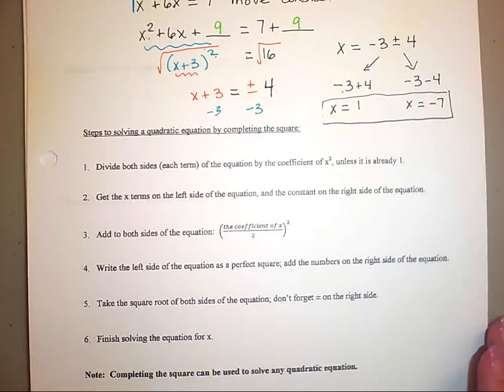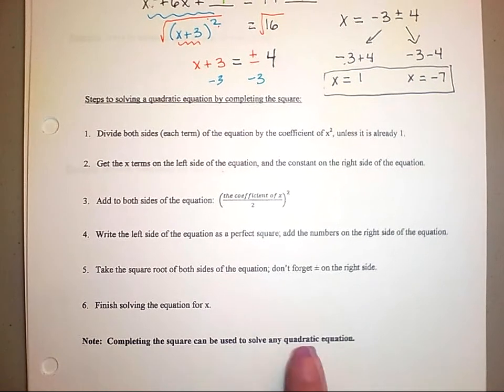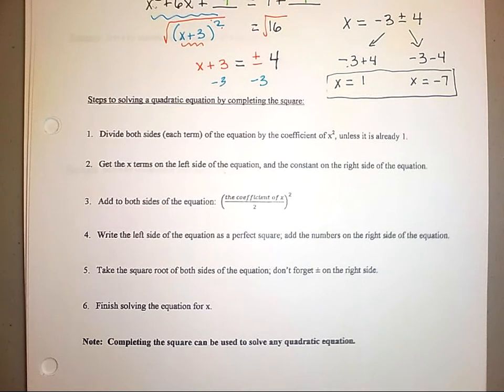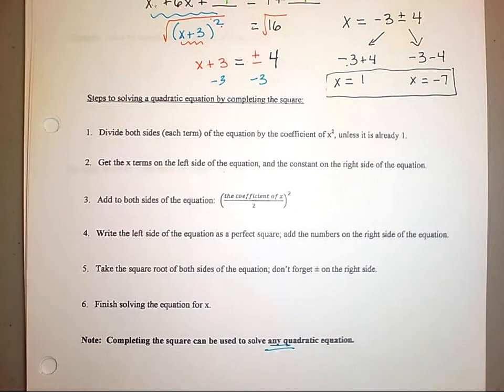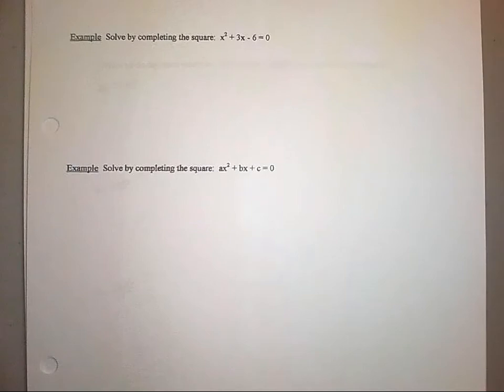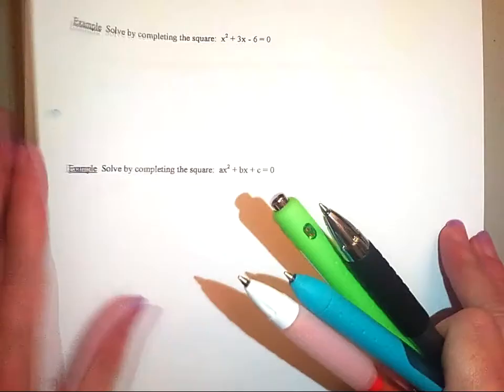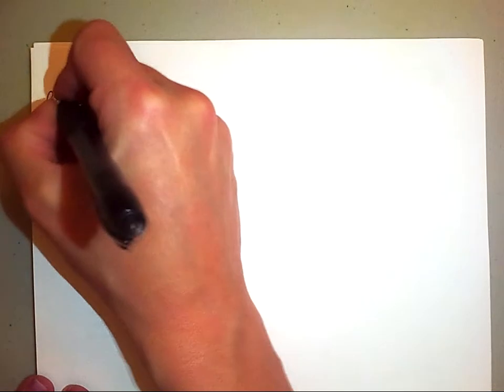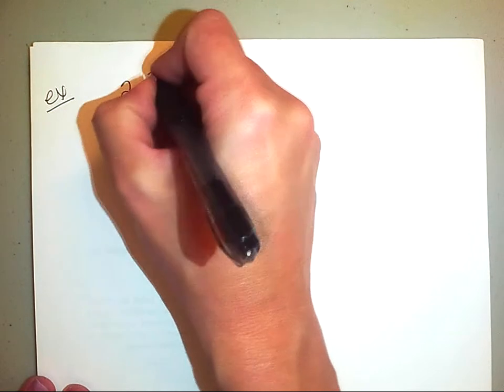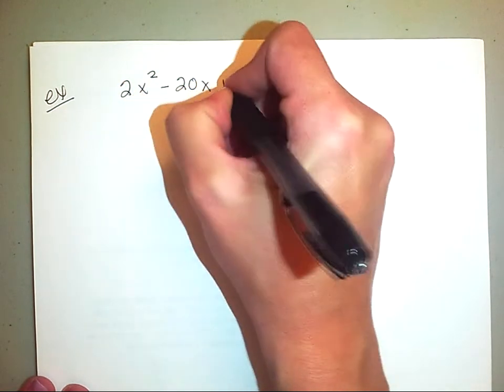Okay, now we're going to be able to complete the square to solve any quadratic equation. The first two methods are restricted in which we can do, and this one will work for all. So let's do some examples, and let me write these on a separate sheet of paper. For example, we have 2x squared minus 20x plus 4 equals 0.